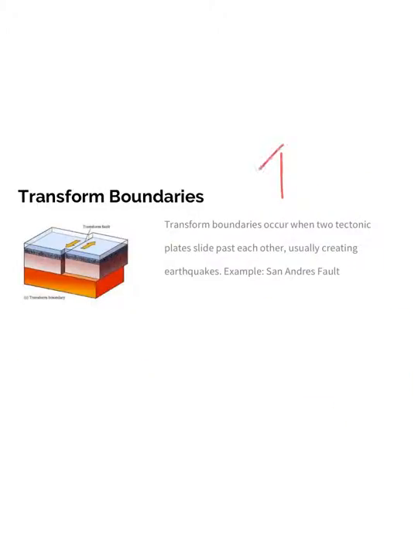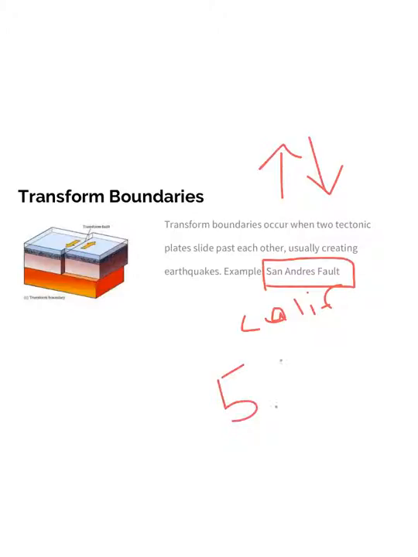Transform boundaries are areas where the plates are sliding past each other. The most famous one in the United States is the San Andreas Fault, and this is in California. This fault is moving about 5.5 centimeters per year, and it's right next to the Pacific Plate.